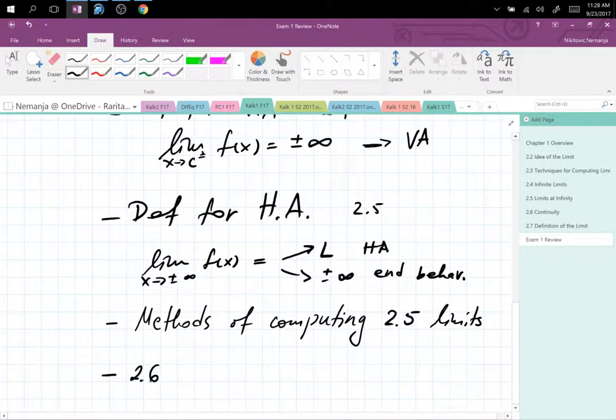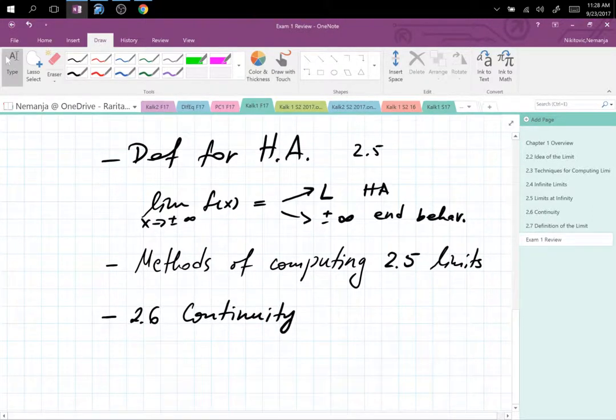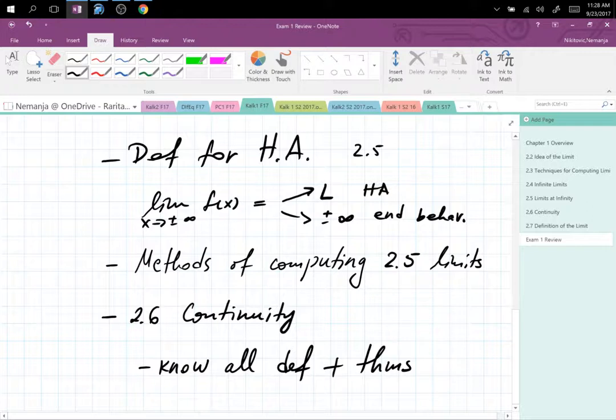2.6 continuity. So now all definitions plus theorems. Purple theorem, red theorem number 1, red theorem number 2. So what do you have? You have the point continuity, global continuity. You have global continuity for functions. You have combinations of functions. So all of those are necessary.